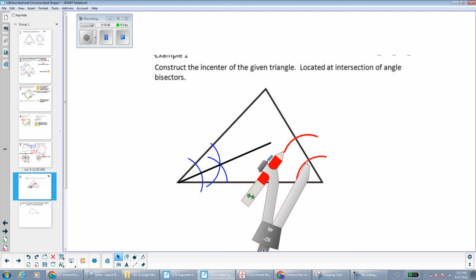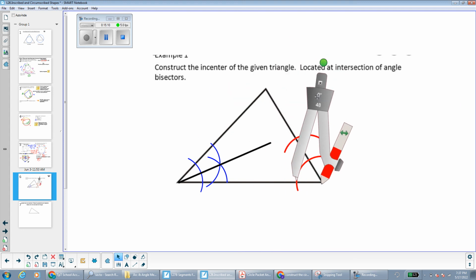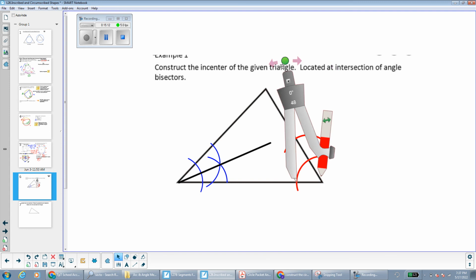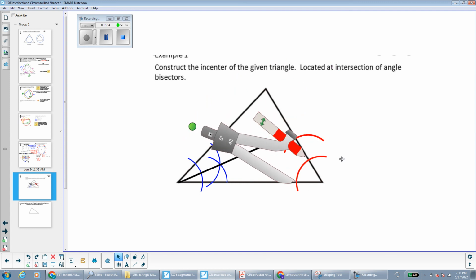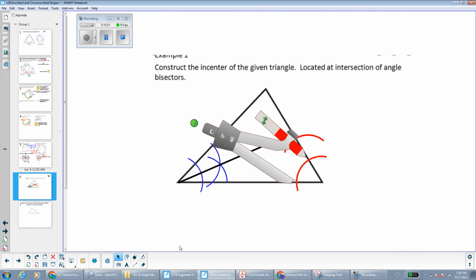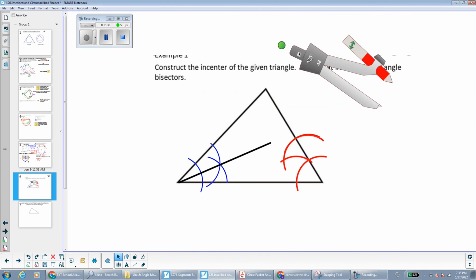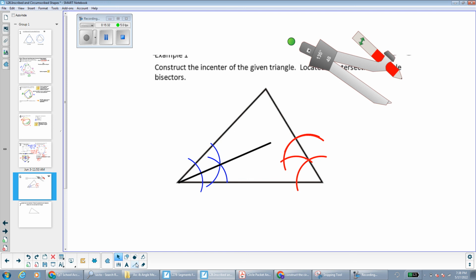Oh no, my compass doesn't want to write. There we go. So difficult to move the compass on the computer. And we will do this construction in class as well so that you can practice it along with me. Oh no. There we go. Finally got that to make an arc again. So my arcs are a little bit messy because I'm doing this on the computer.